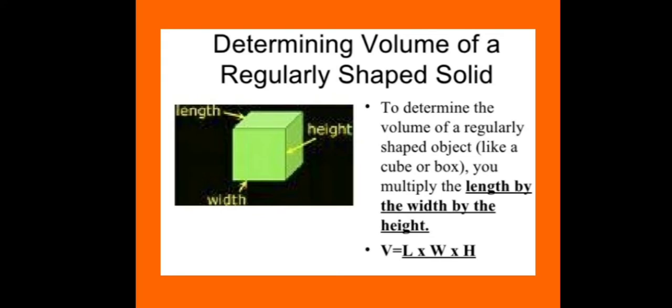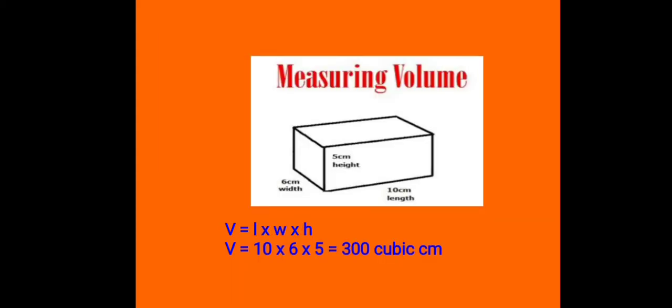To determine the volume of a regularly shaped object, you multiply the length by width by height. Here is the example. The length of this cuboid is 10 cm, width is 6 cm, height is 5 cm. Therefore, the volume of this cuboid is equal to 10 into 6 into 5, which is equal to 300 cubic centimeter.